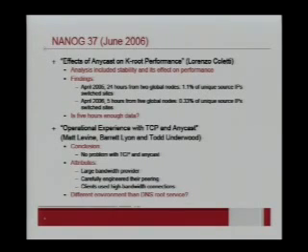Another presentation was Operational Experience with TCP and anycast by Matt Levine, Barrett Lyon, and Todd Underwood. They made the conclusion that there was no real problem with TCP and anycast.